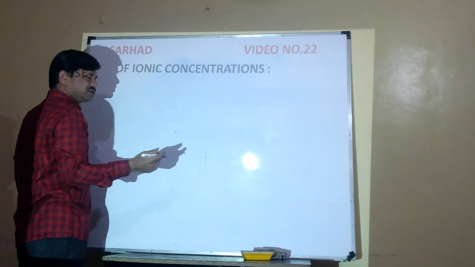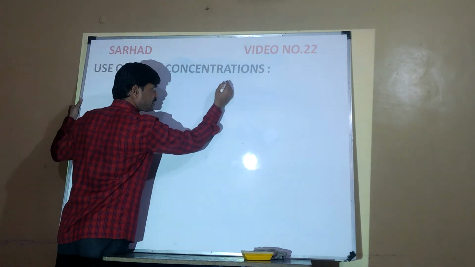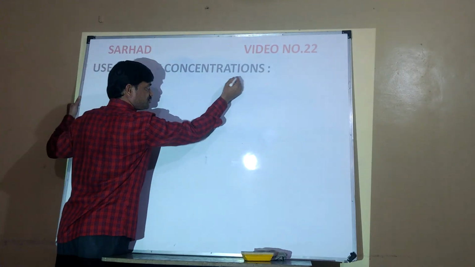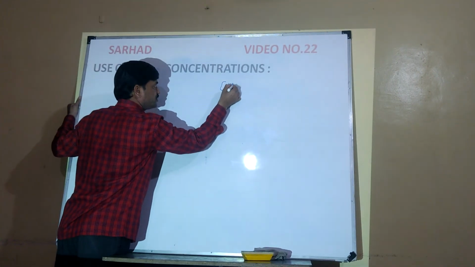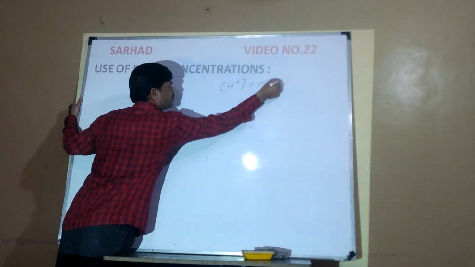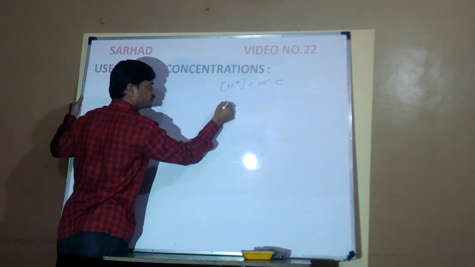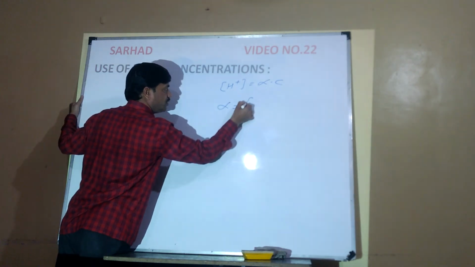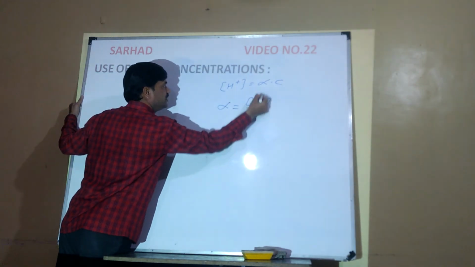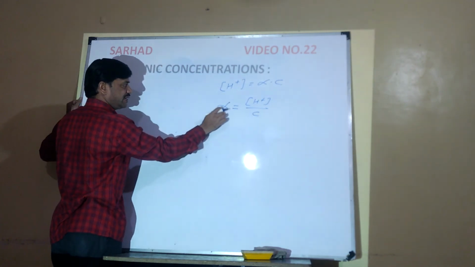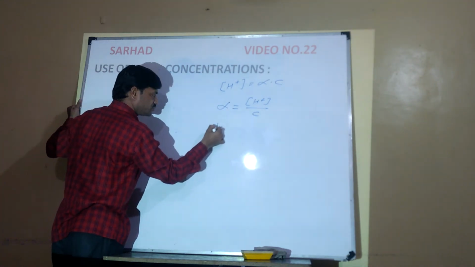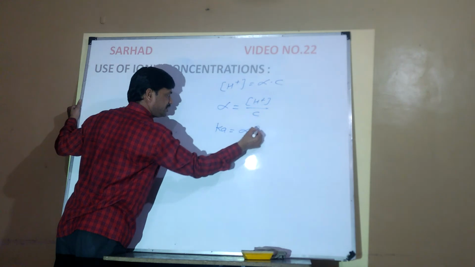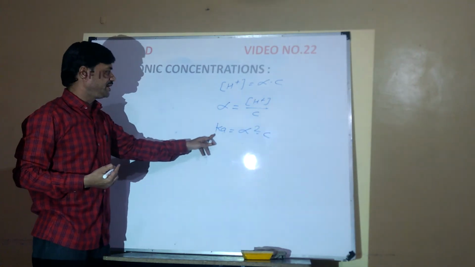Now, in addition to this one, what is the use of ionic concentration? Check this one. In the previous point we discussed H plus concentration. So when H plus concentration is obtained, the next step will be alpha into C, degree of dissociation into C. So how to calculate degree of dissociation? H plus concentration by C. And what is the use of this alpha? For an acidic solution we can calculate the acid dissociation constant Ka by using alpha square C.